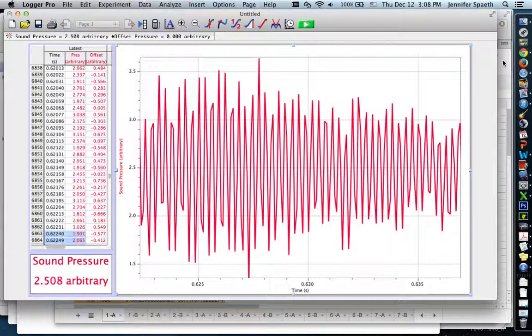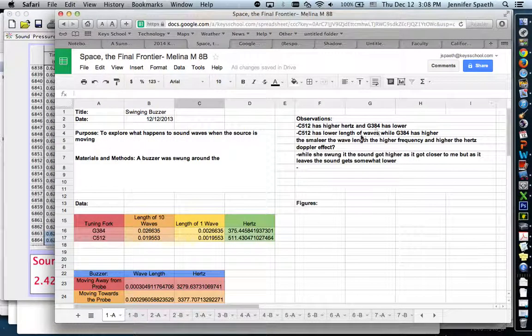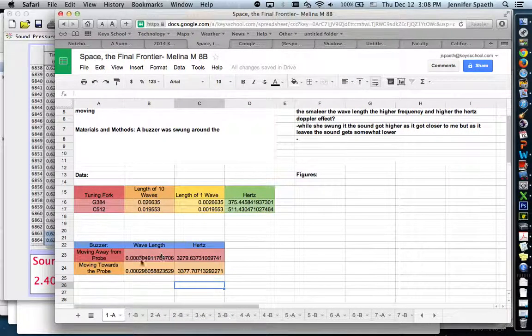So let's check out one of the students' notebooks. Look at Melina's here, and so she got the title in, the date. She also put in a table for the tuning forks. That was another piece of the experiment, mostly just to remind you about that relationship between wavelength and frequency. And then, as you can see, she's got her calculations here.